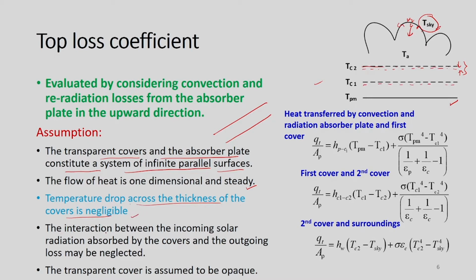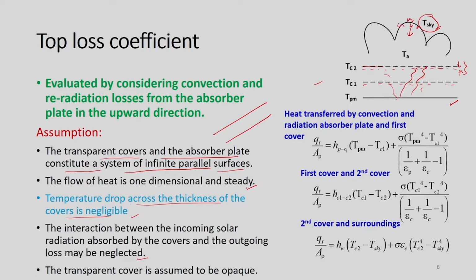The interaction between the incoming solar radiation absorbed by the covers and the outgoing loss may be neglected. Some radiation will fall here and go something like this, and these kinds of things are neglected. So, no losses are taking place, it is assumed. The transparent cover is assumed to be opaque to the long wave radiation, so no radiation is going out. All the waves will be retained inside the collector system.